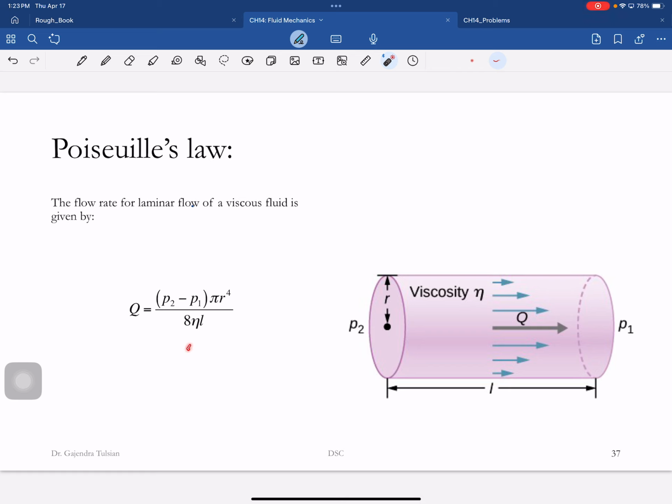All right. So if you have viscosity, you want to make a liquid flow. This is the flow rate. You have to maintain a pressure difference. So higher the viscosity, higher the pressure difference you have to have for the same flow rate.